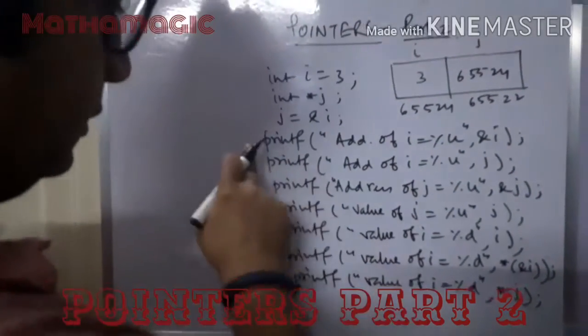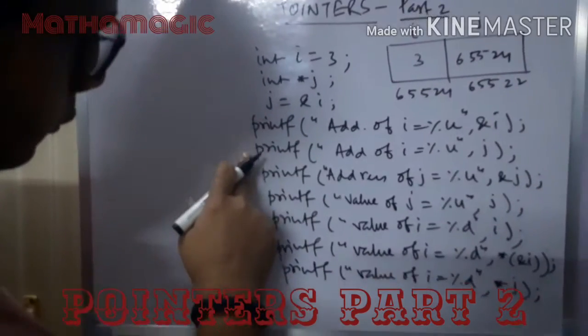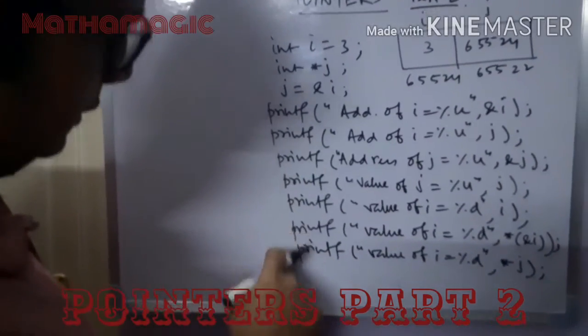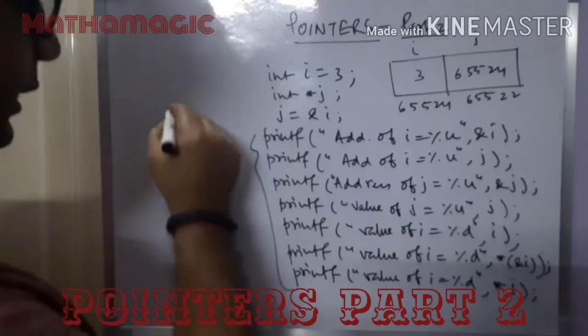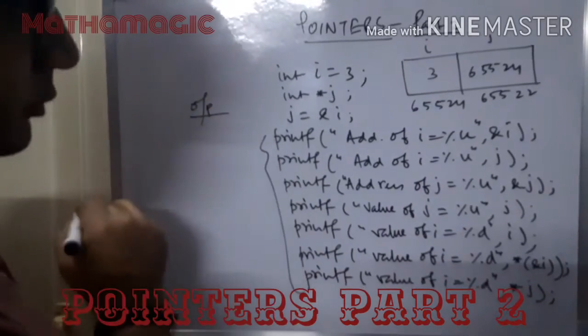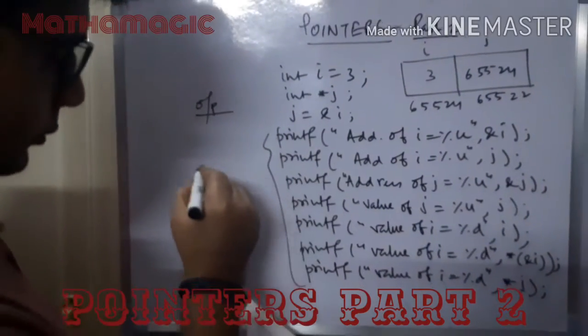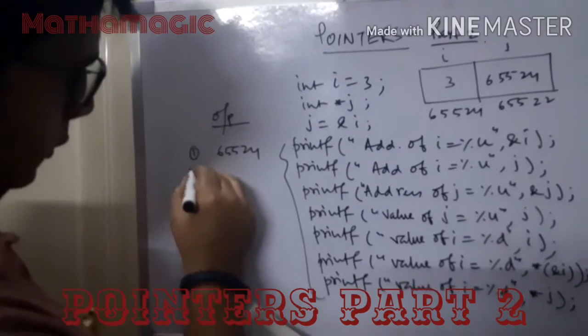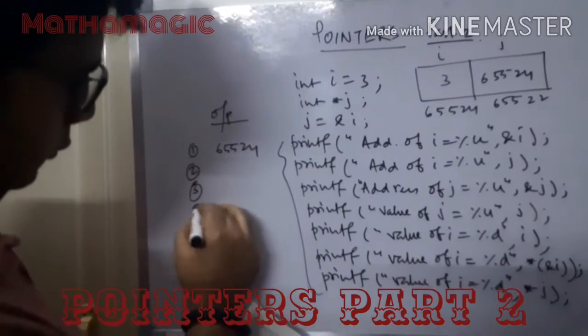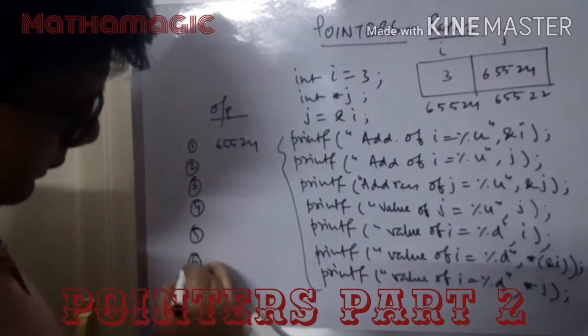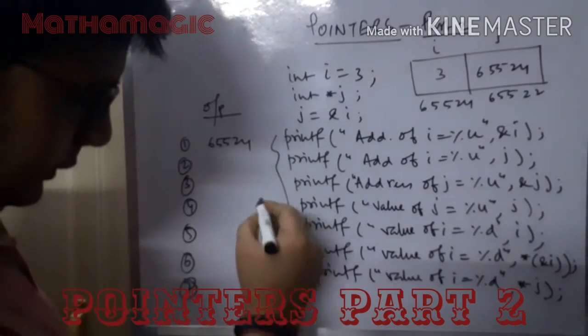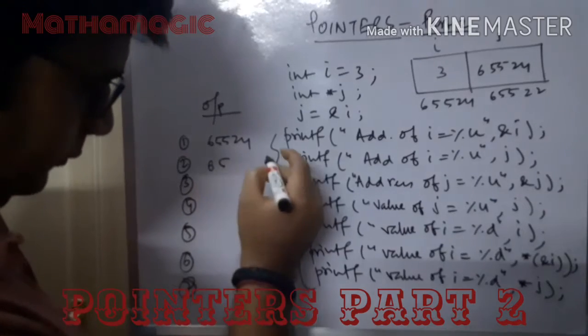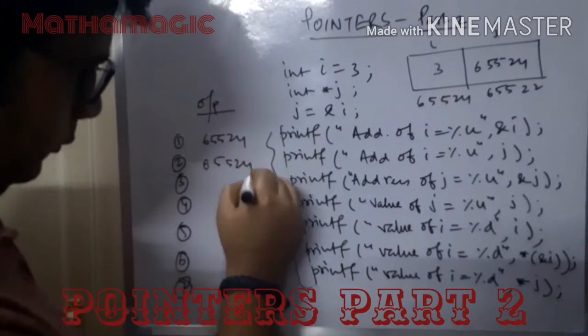Now there are how many lines? 1 2 3 4 5 6 7. So there are 7 lines. We'll write the output and we'll discuss the outputs in detail. So it will be 65524 for line number 1 2 3 4 5 6 and 7. We'll discuss that. 65524.